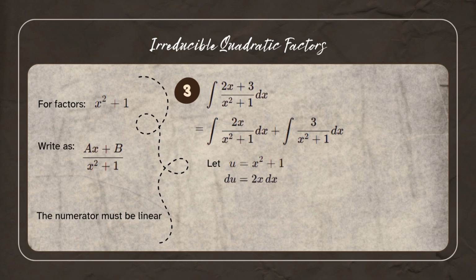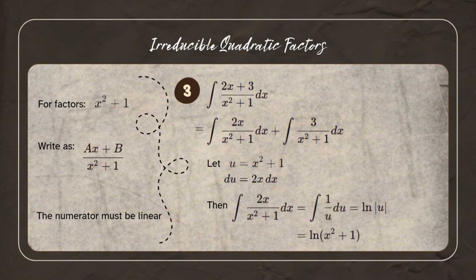So let's say u equals x to the power of 2 plus 1, then du will become 2x dx. And then after this, we know that the integral of 1 over u du equals ln|u|. Now we only need to substitute the u, so the result of integral 1 is ln(x to the power of 2 plus 1). And then the next step, we need to calculate the second integral.